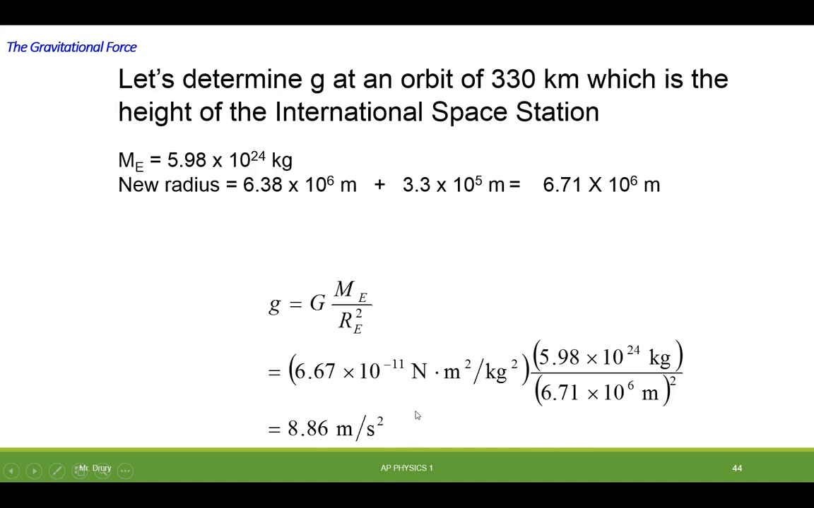And we'll talk more about why the astronauts are floating around inside the space station. It's not because they don't have gravity. If they didn't have gravity, the space station would fly off on a straight line due to Newton's first law.